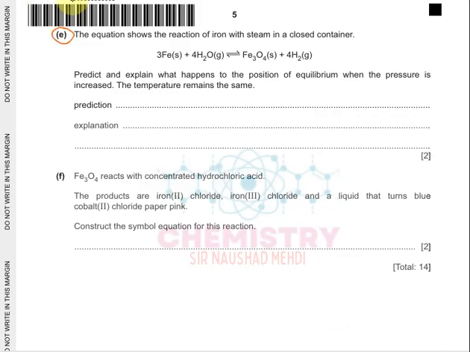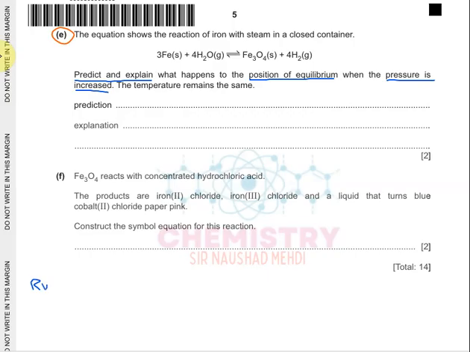Now in part E, it is saying that this equation is given to you, which is a reversible reaction, and in this reversible reaction it is saying: predict and explain what happens to the position of equilibrium when the pressure is increased. So you must know the rule for pressure, that by applying pressure, in which direction the equilibrium gets shifted.